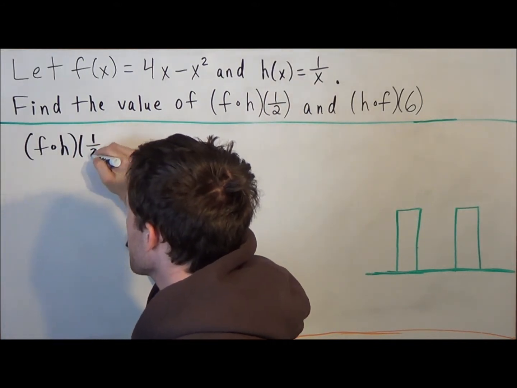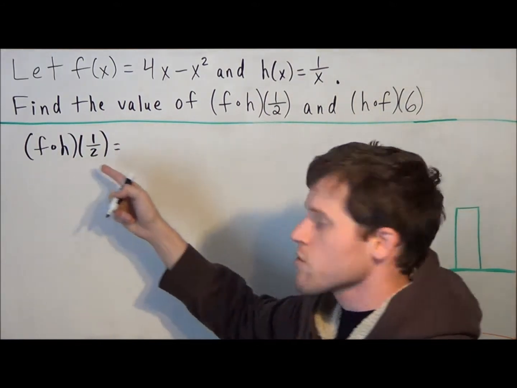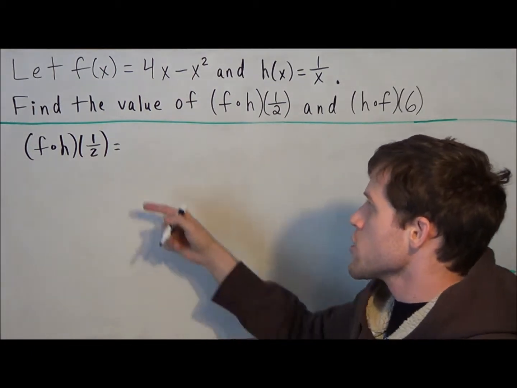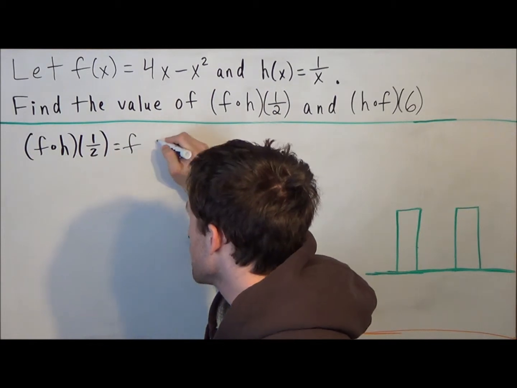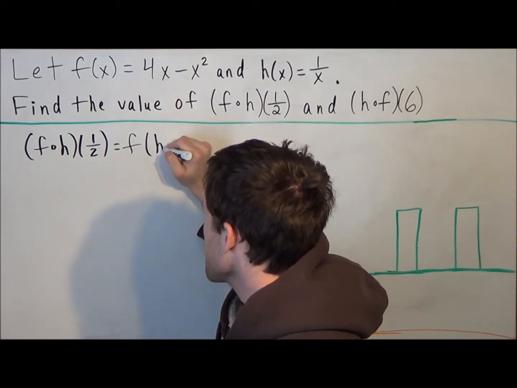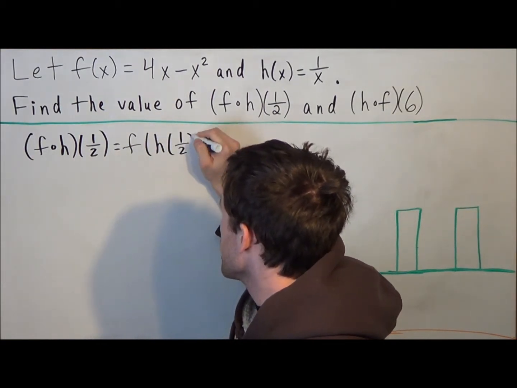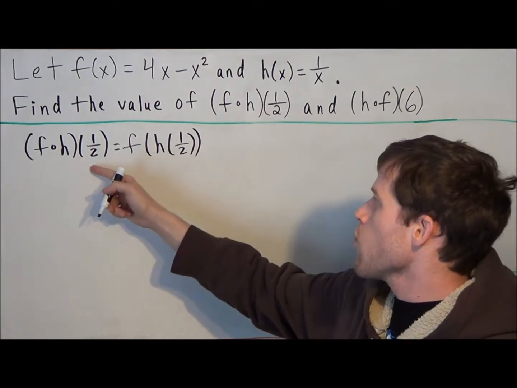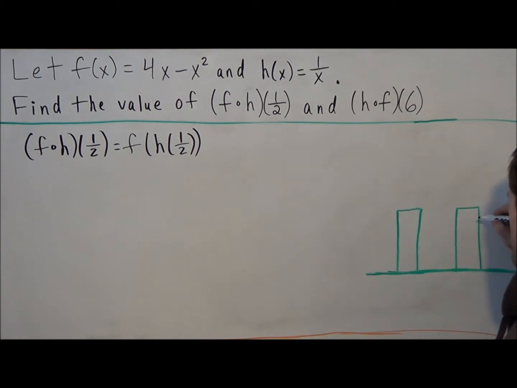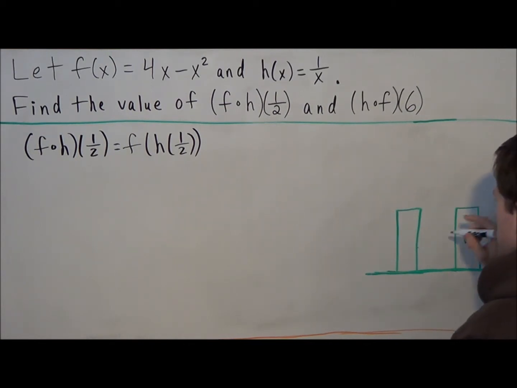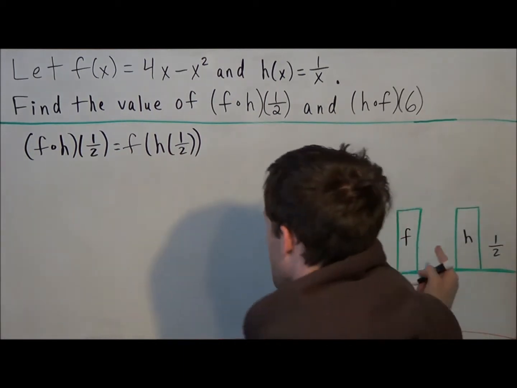And the way we want to think about functions, especially when we have more than one in this composition example, is we always go from right to left. So one way we could rewrite this is f of h of 1/2. But notice, if we're going from right to left, 1/2 is being plugged into h first. So if you think about it in terms of machines, we would call this the h machine and this the f machine, and 1/2 is coming down the line here. So we have to plug 1/2 into h first.